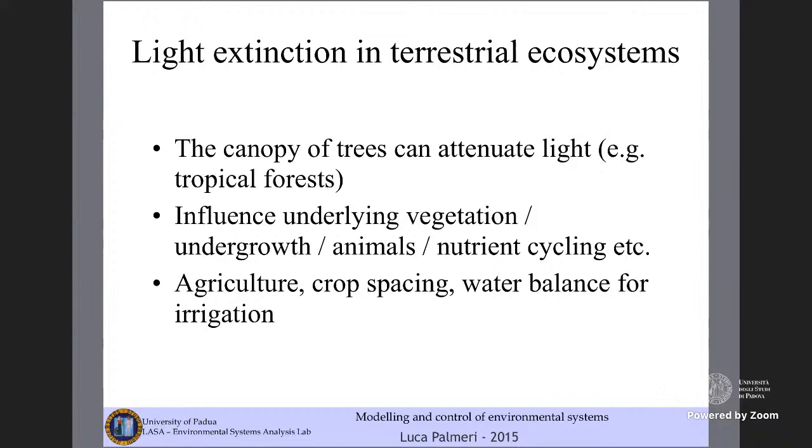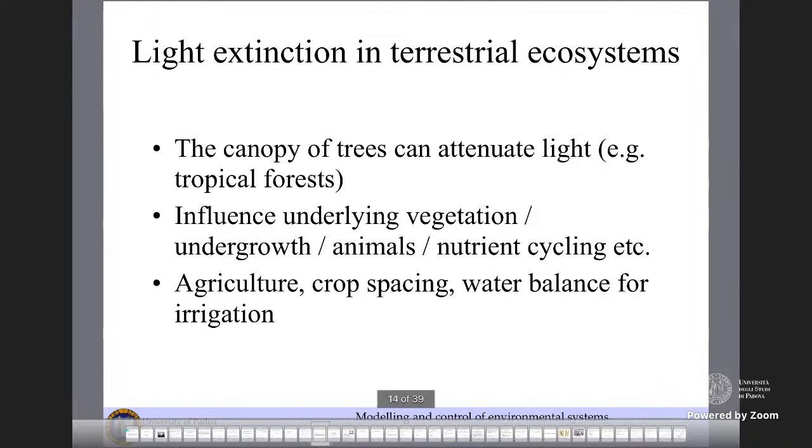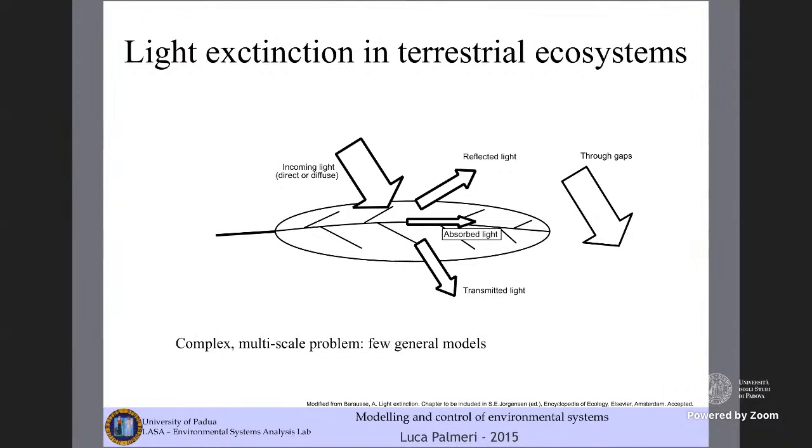And in order to evaluate this kind of aspects, we need a little bit more sophisticated model, that is a light extinction model in terrestrial ecosystems. To deal with a light extinction model in terrestrial ecosystems, we simply make this kind of schematization. We draw a leaf, the leaf of a tree. We say that a portion of the light that is arriving onto the leaf is immediately reflected, a portion crosses, so it is transmitted, and a portion is absorbed. This is the light that is used for performing the photosynthetic process.